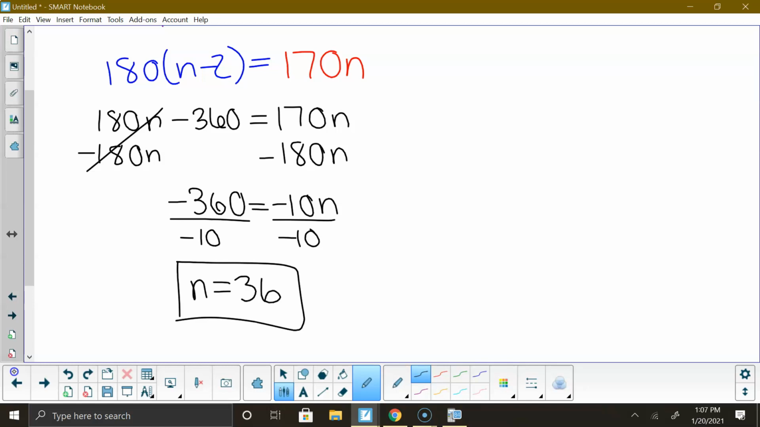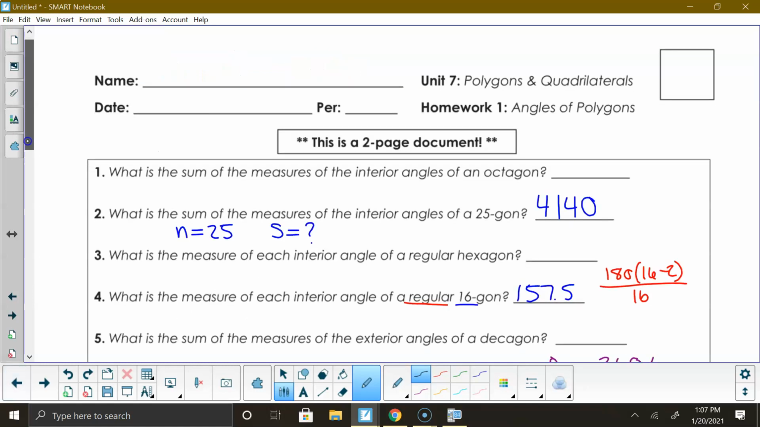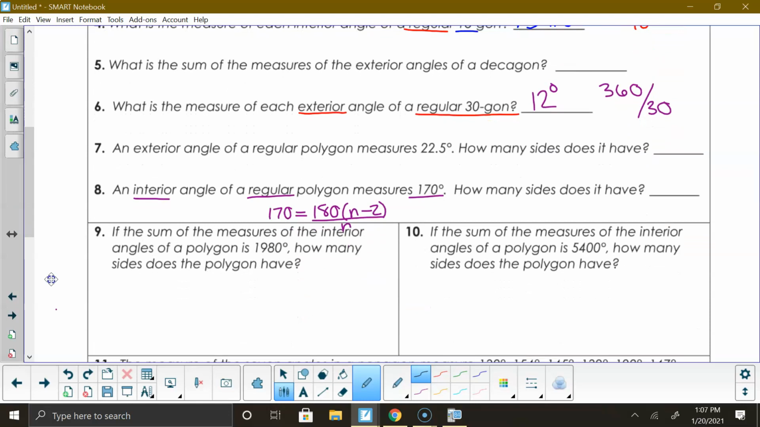Better? Make way more sense now? Kinda, sorta? So, go all the way back down here to number 8. And n equals 36. Keep going.